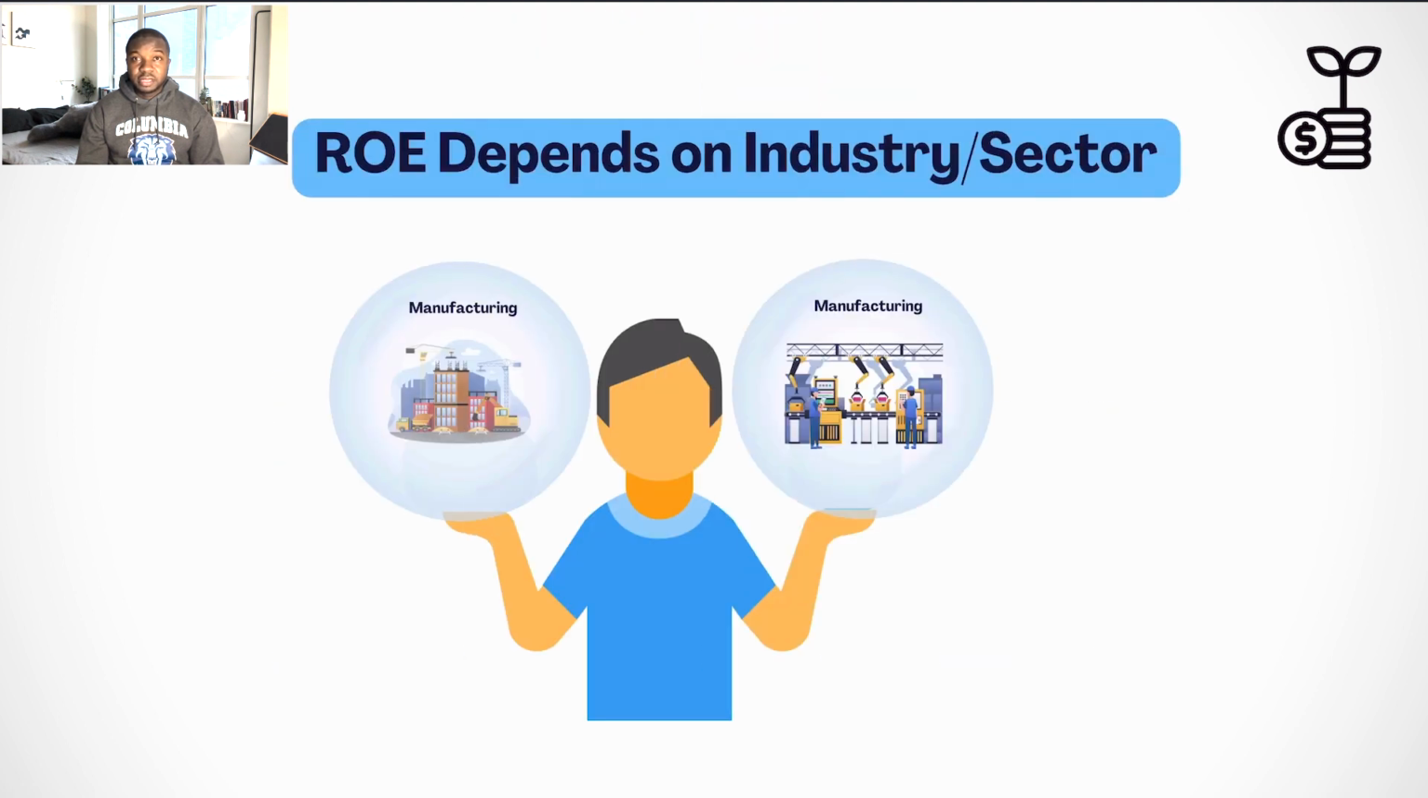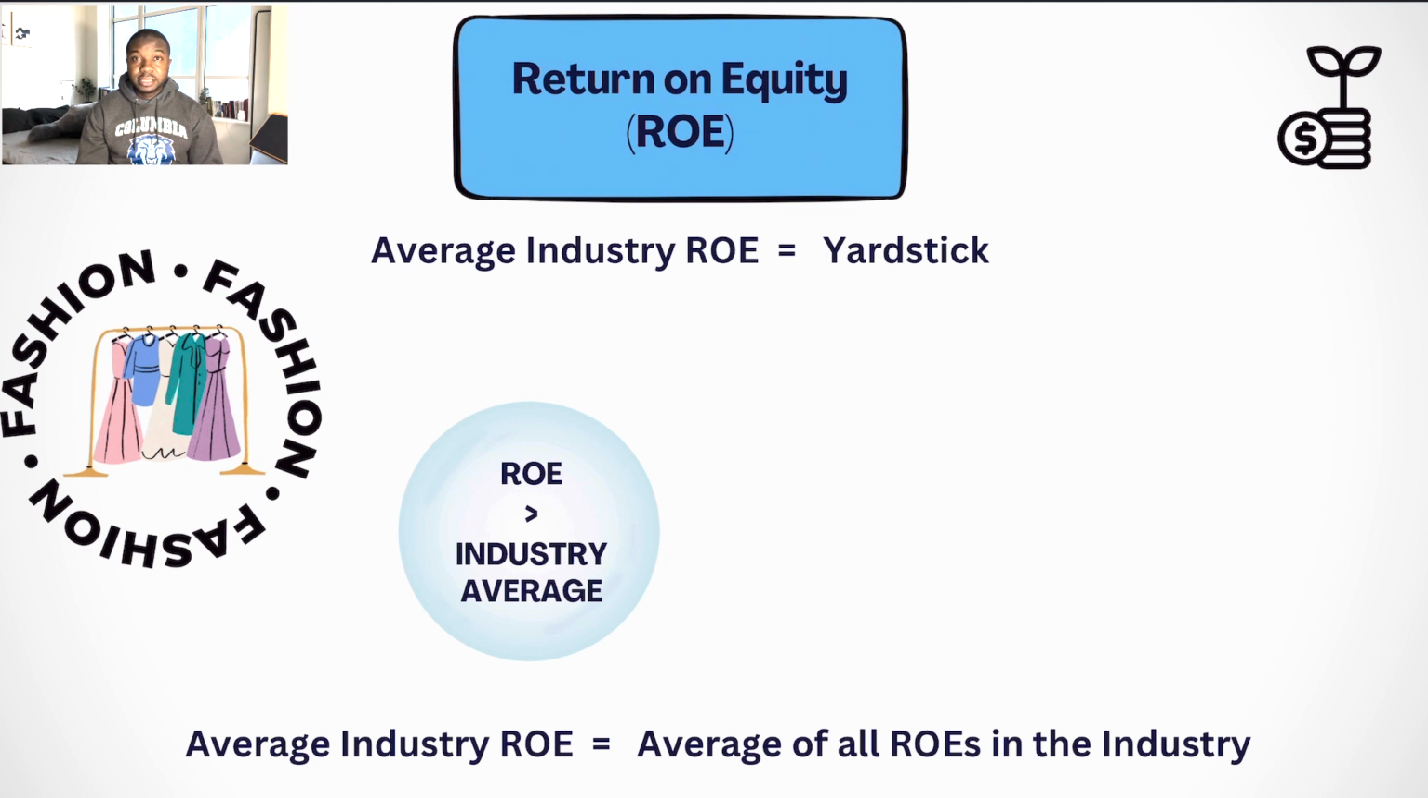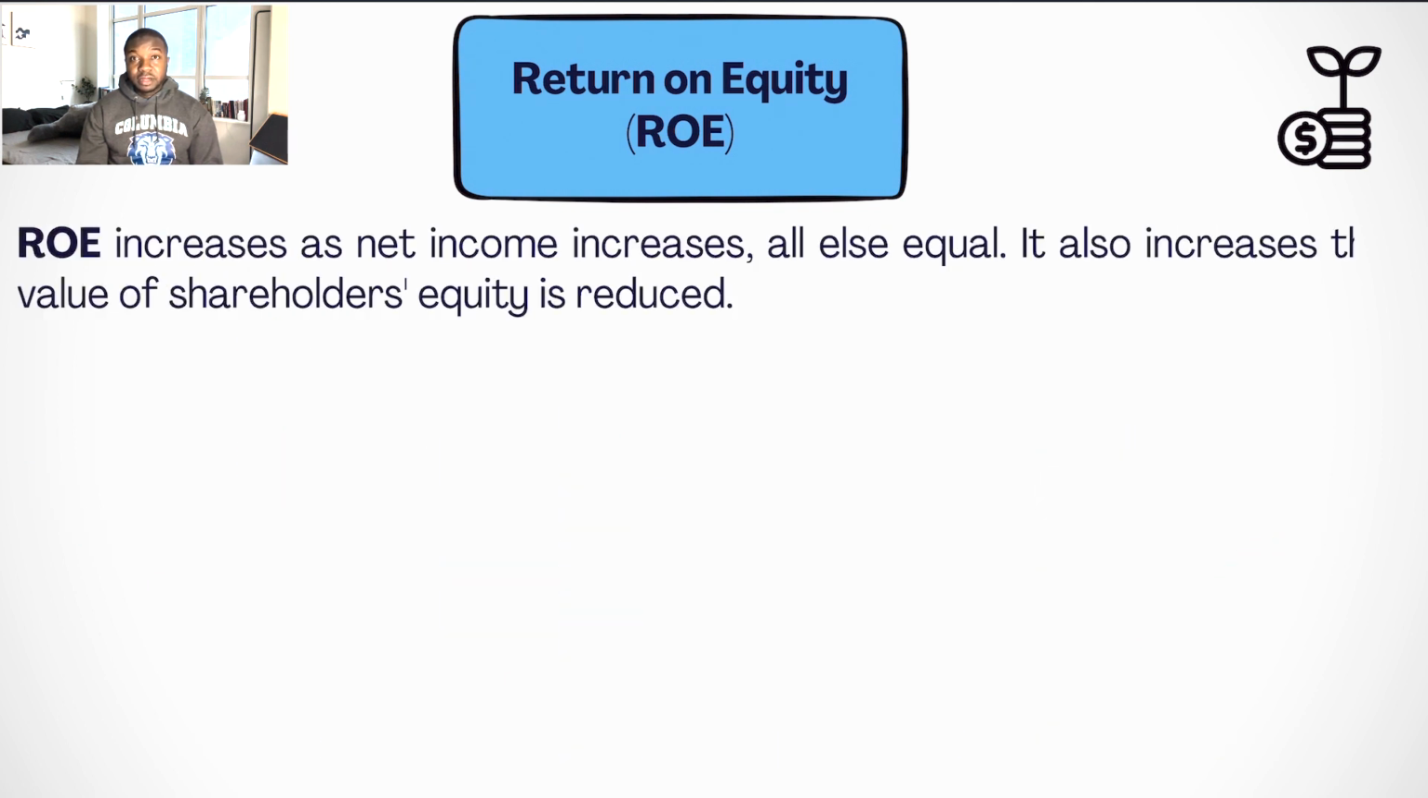Return on equity will vary based on industry or sector in which the company operates, and it is also expressed as a percentage. To determine whether a return on equity is considered good or bad, financial analysts use the average industry or sector return on equity as a yardstick. Average industry return on equity is found by taking the average of return on equities of all the companies within the industry or sector. For example, if a fashion company's ROE is above the fashion industry ROE, then we can conclude that the company is above average in using its equity to create profits, while if it's lower, then there is room for improvement.